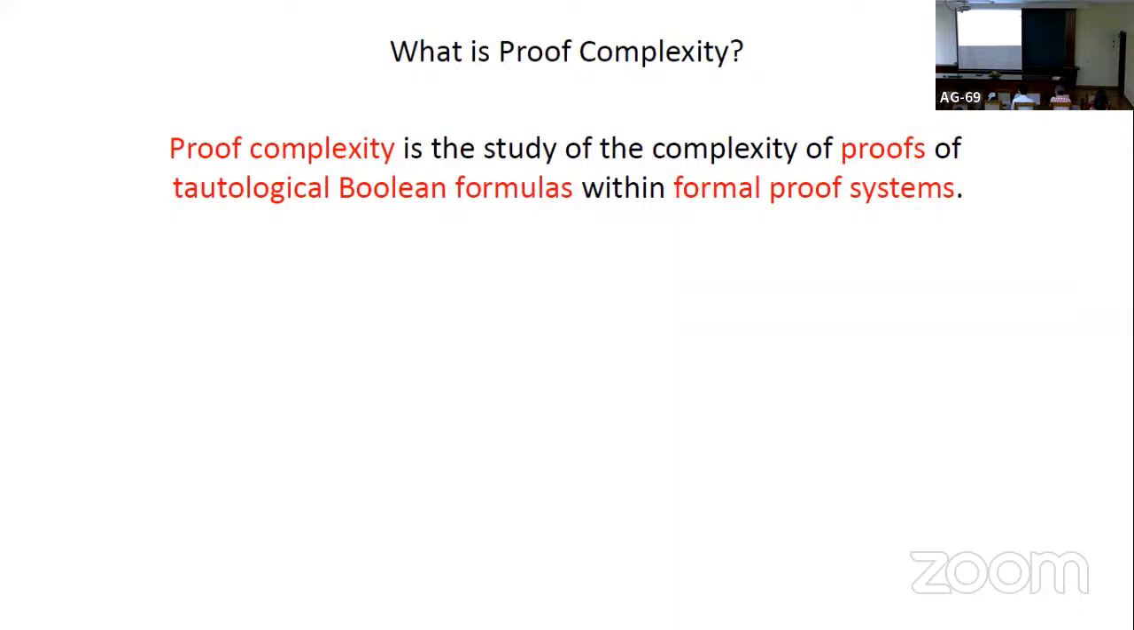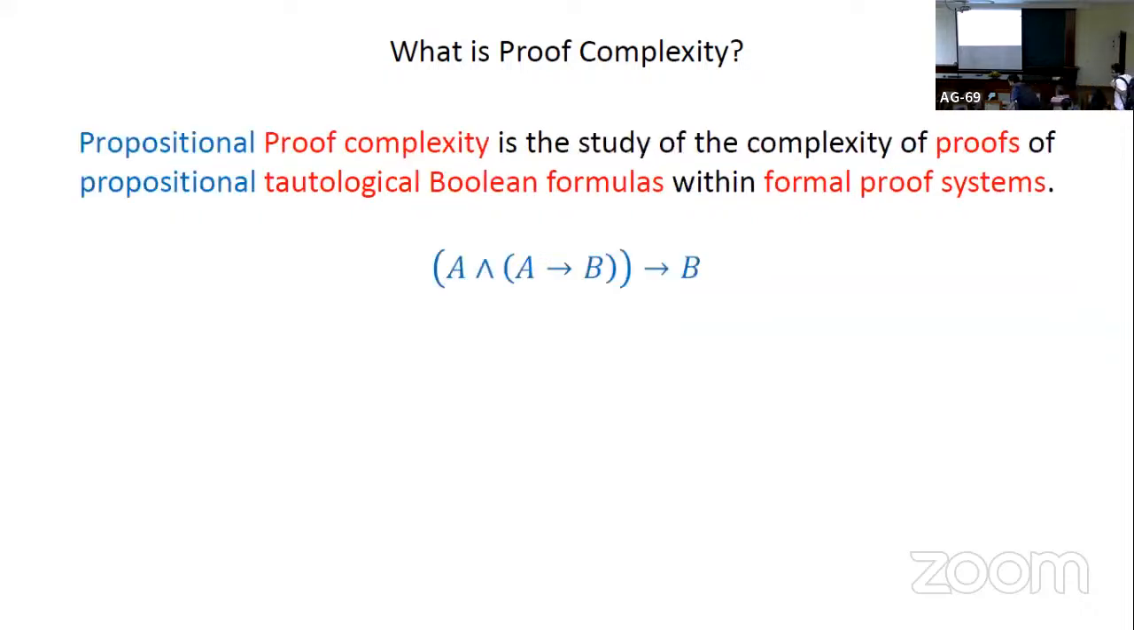So proof complexity is the study of the complexity of proofs of tautological Boolean formulas in formal proof systems, where a formal proof system can be thought of as, given some axioms and inference rules, you want to derive all possible tautologies. Okay, and we'll restrict our attention only to propositional tautologies, and we're only looking at a fragment of proof complexity, which is propositional proof complexity.